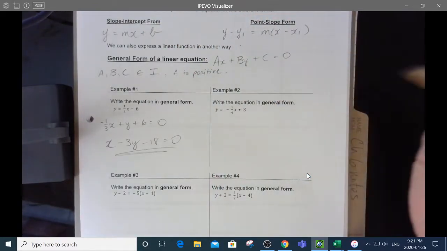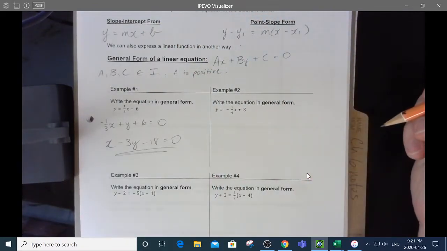All right, why don't you give example 2 a try, see how it goes. Pause the video and see if you can do the same thing that I did. Did you try it? Pause the video and give it a try. So how did it go?